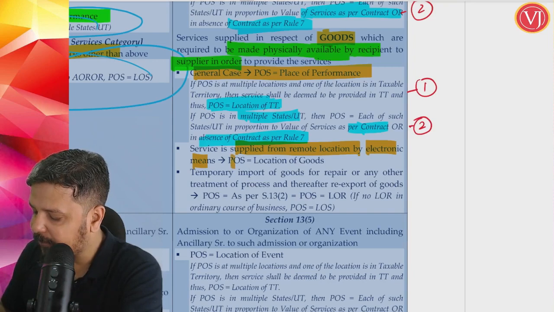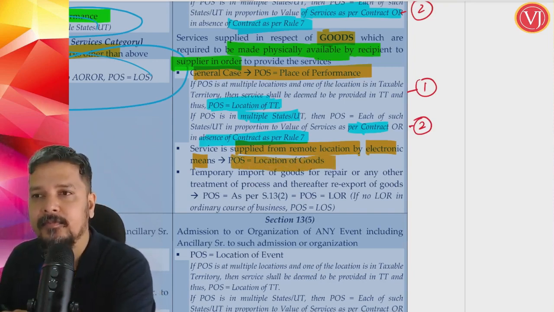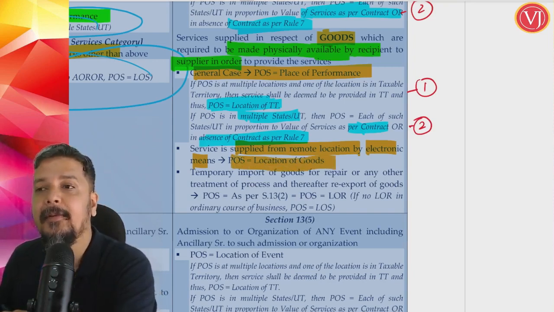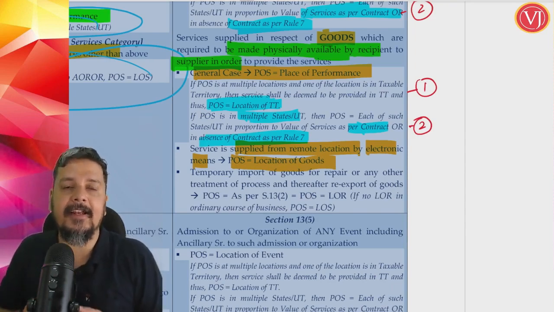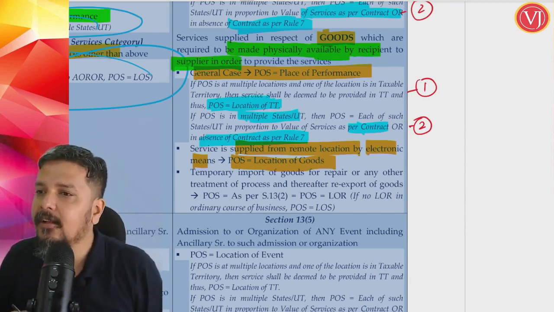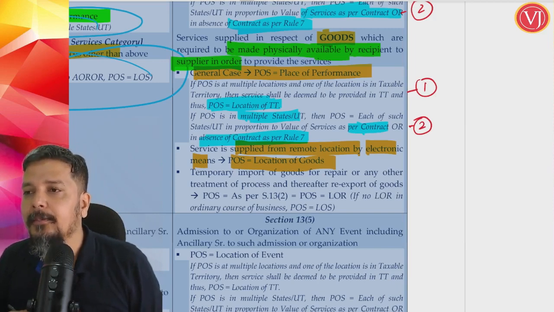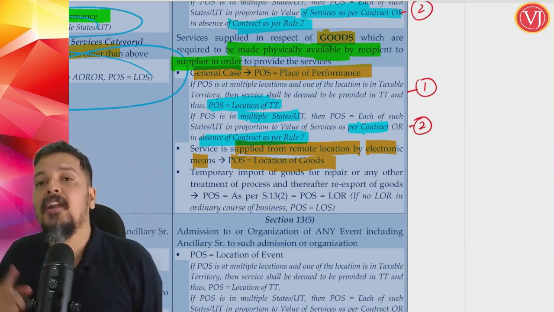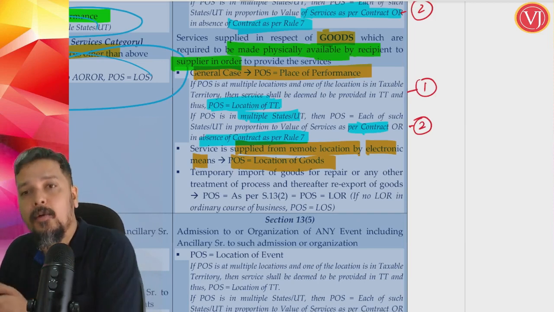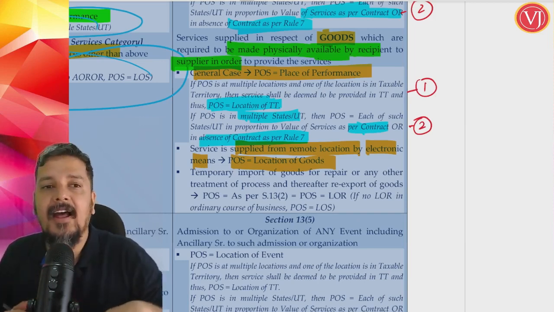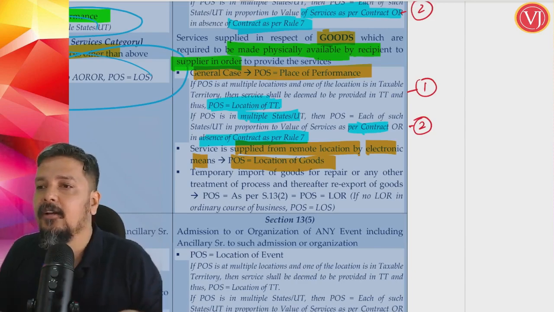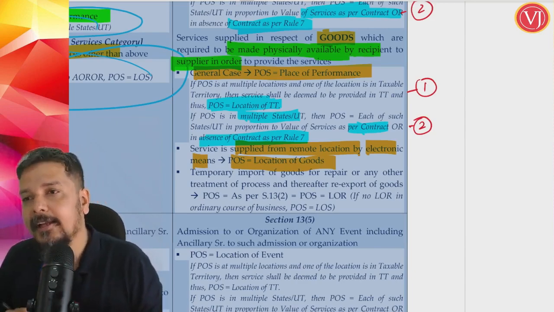In that case, place of supply is location of goods. If performance is done by a person sitting in India, but the goods are physically outside India, place of supply is outside India. Or if the performance is done by a person sitting outside India through remote control, but the goods are in India, place of supply is India.